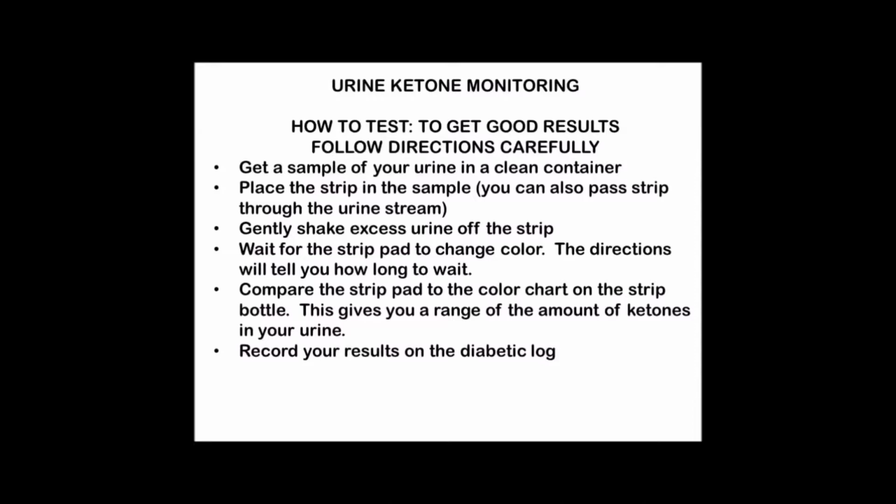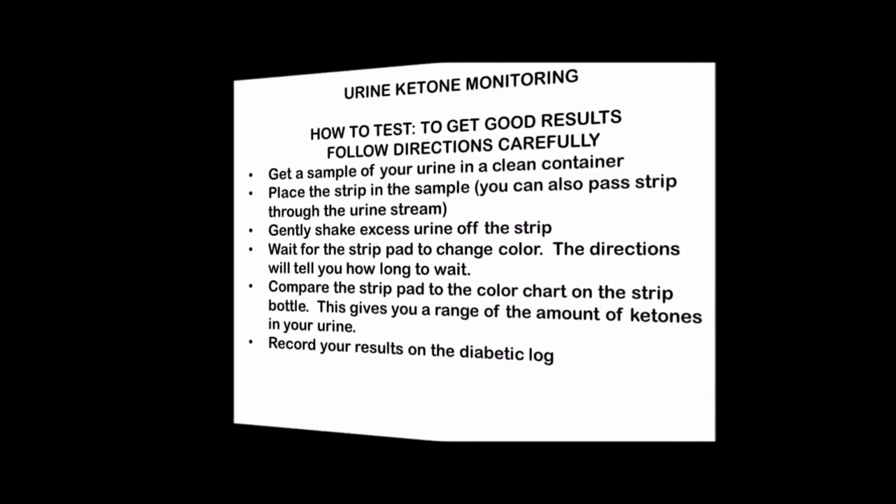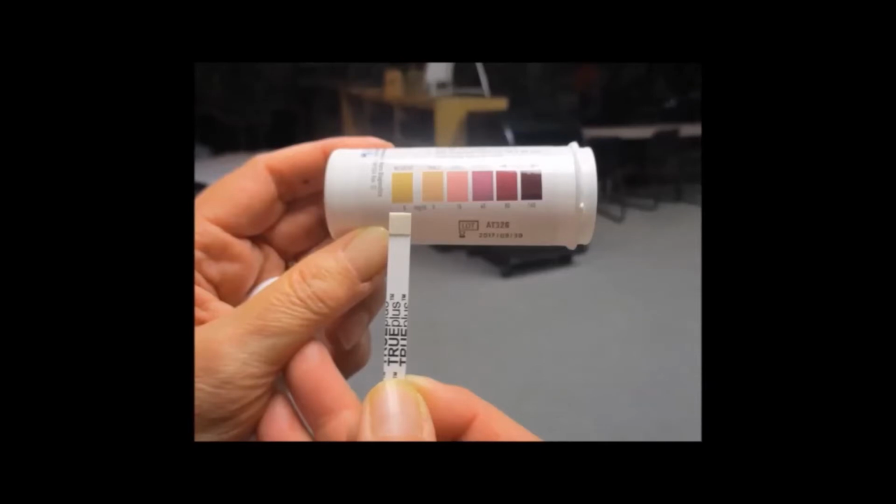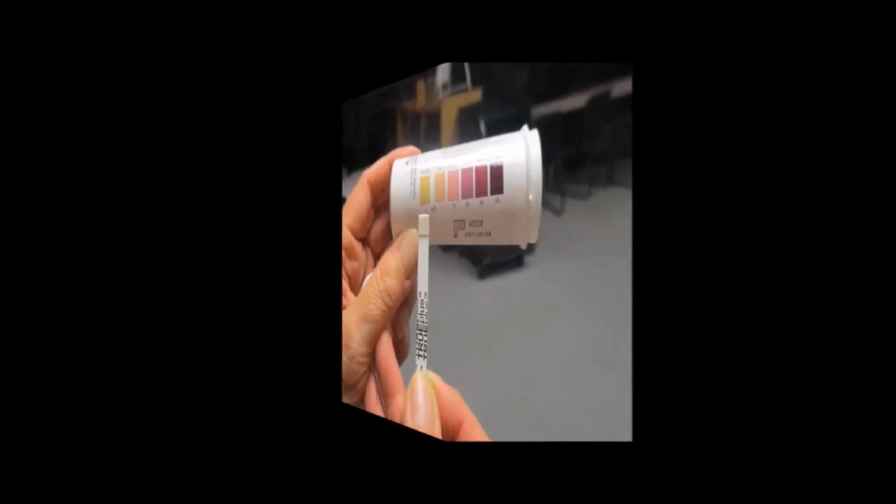Wait for the strip pad to change color. The directions will tell you how long to wait. Compare the strip pad to the color chart on the strip bottle. This gives you a range of the amount of ketones in the urine. Record results on the diabetic log.